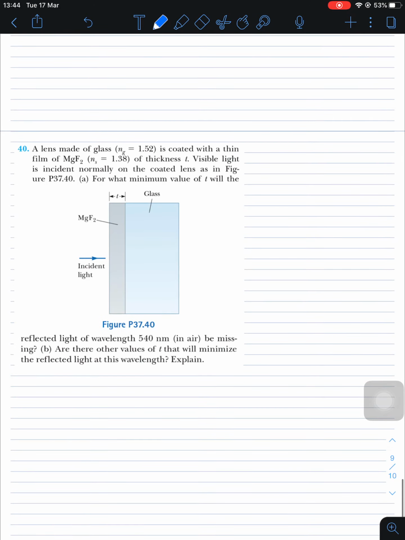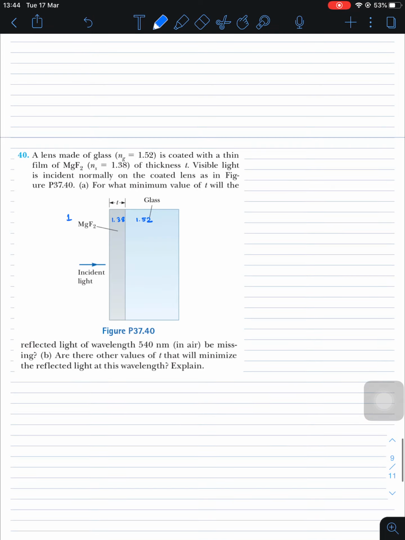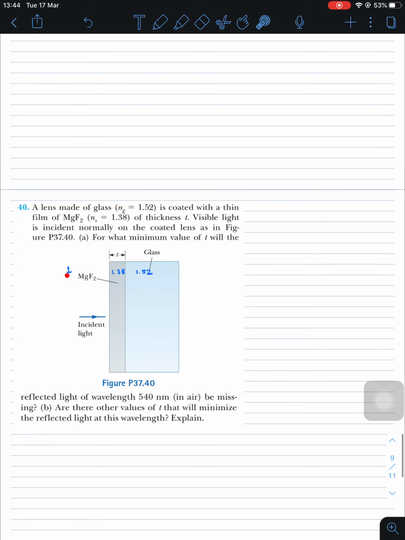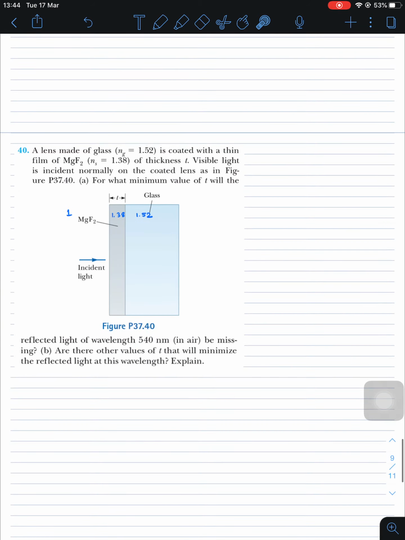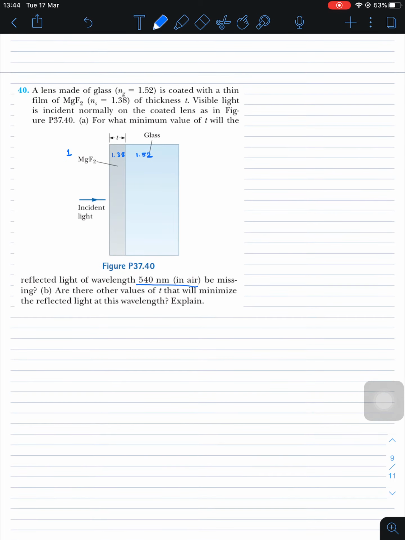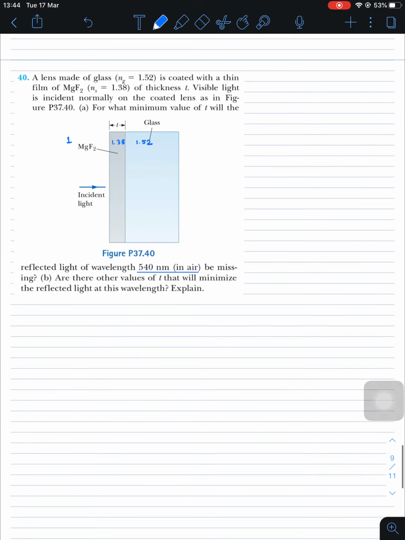Let me just write down: we have 1.38 for the refractive index of the film, and 1.52 for the glass, and the air is 1. So we have the small n to the large n and then to the larger n. It's going to be this case here. The visible light is incident normally on the coated lens as in the picture. For what minimum value of t will the reflected light of this wavelength in the air be considered? This is the wavelength in the air, not in the thin film.